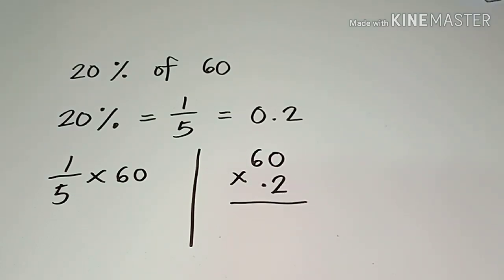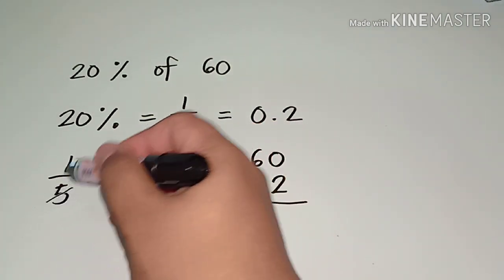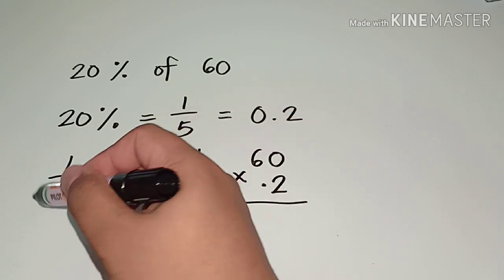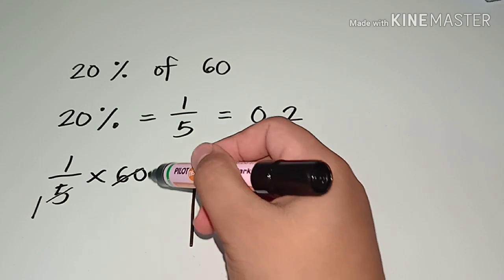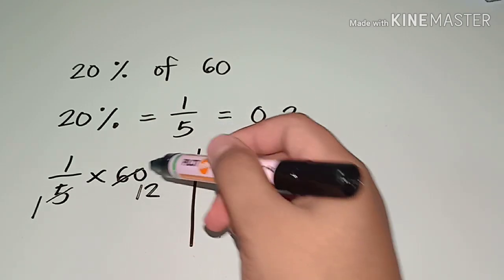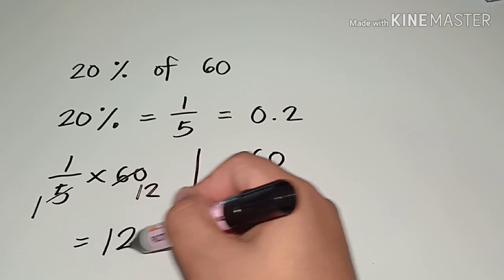So first, let's try 1/5 times 60, and we all know that when we multiply 5 and 60, we can cancel out numbers here. So what will happen to 5? It will become 1. What will happen to 60? Since we divide by 5, it will become 12. So that means 1 times 12, it will give you 12.